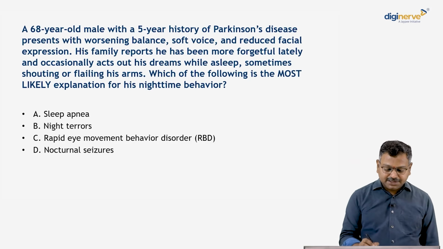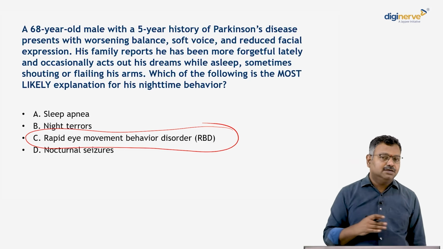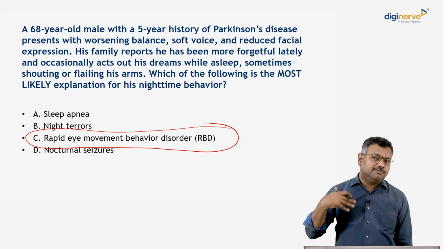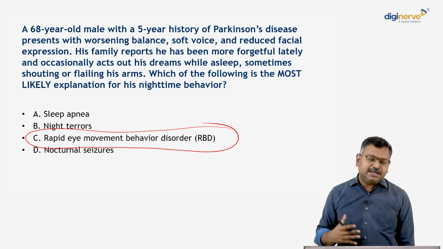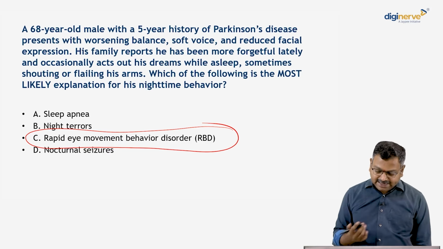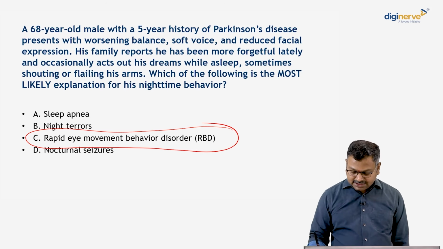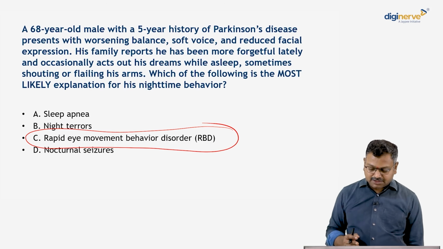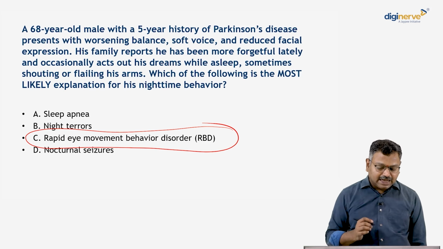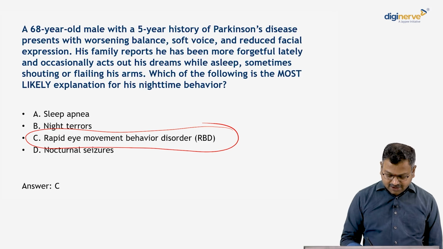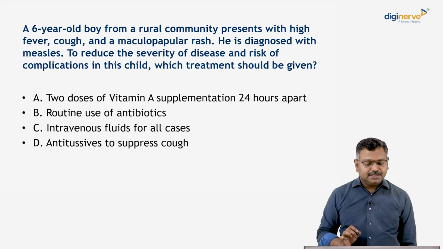Remember, in Parkinson's patients, RBDs are very common and that happens during sleep. They become very agitated. Sleep apnea is seen in obese patients, night terrors in children, and nocturnal seizures are stereotypic, nocturnal with post-ictal confusion. RBD is very common in Parkinson's patients.